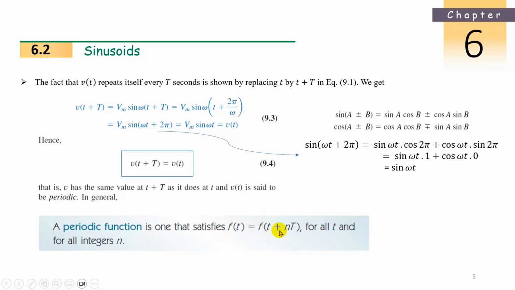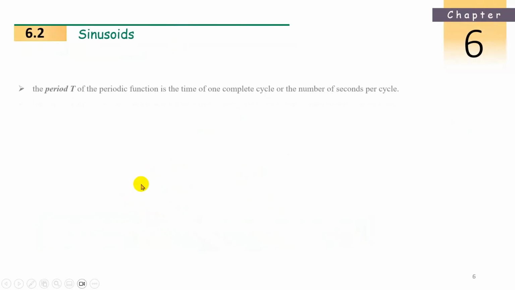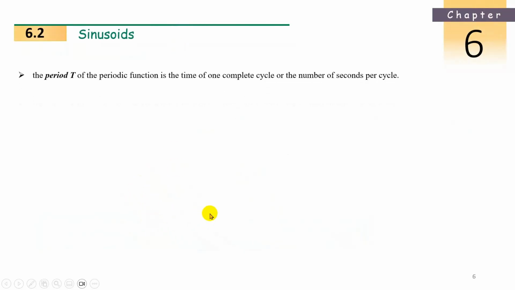Now substitute the integer n here. Integers will be 0, 1, 2, 3, right? Substitute any number here, 0 to infinity, and the result will be the same, Vm sin omega t only. So it is a periodic function. So understand why we are going for periodic. Then we go for phasor, because without understanding why the sine is there in every cycle and why it is not changing, we have to understand.